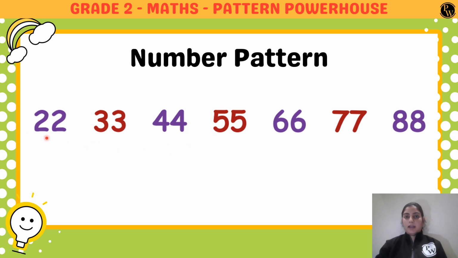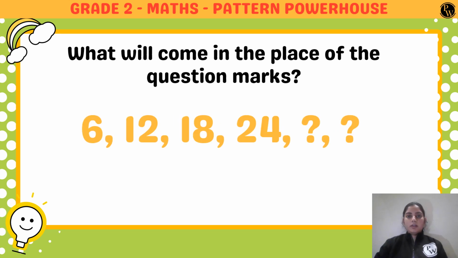So if we add 11 to 22, we will get 33. Again, if we add 11 to 33, we will get 44. In the same way, if we add 11 to every number, then we will get the next number in the pattern. Well done. Now let's solve this one. What will come in the place of the question marks?